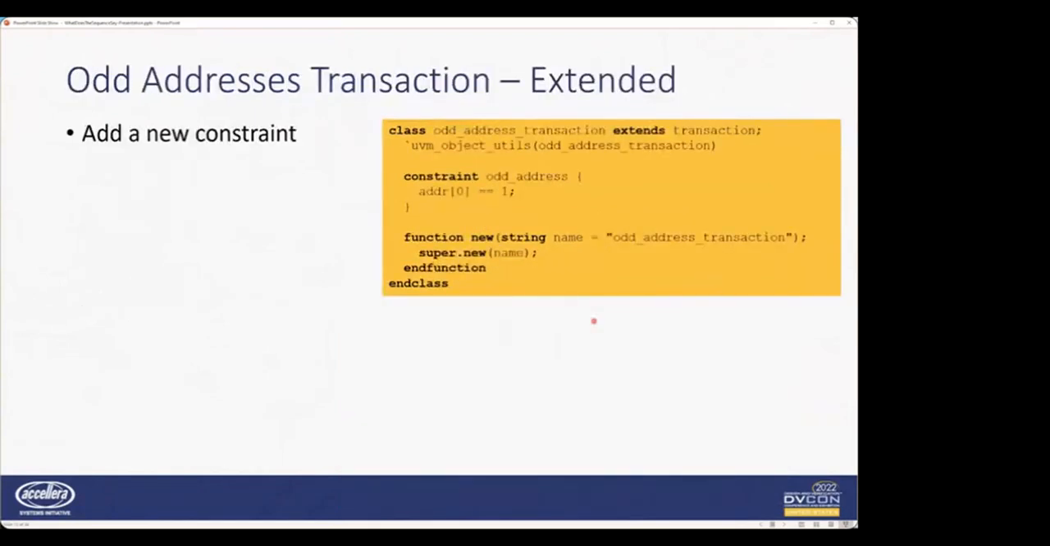So now we're going to make a better transaction. This one only has odd addresses. We're going to take our transaction, extend it, so it's a polymorphic transaction, and add a new constraint. So we have a new constraint called odd address, and it just says, well, add bit 0 should be 1. And so this will get applied when we call randomize on our object.